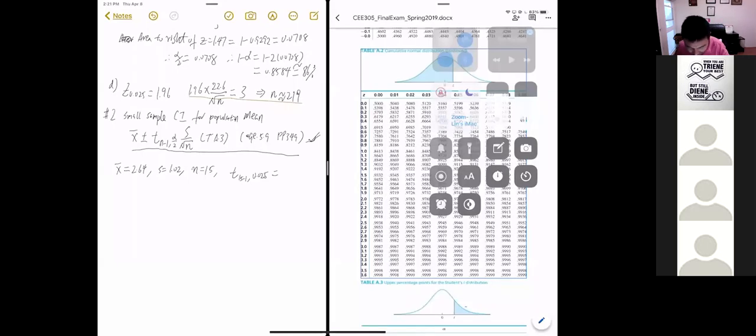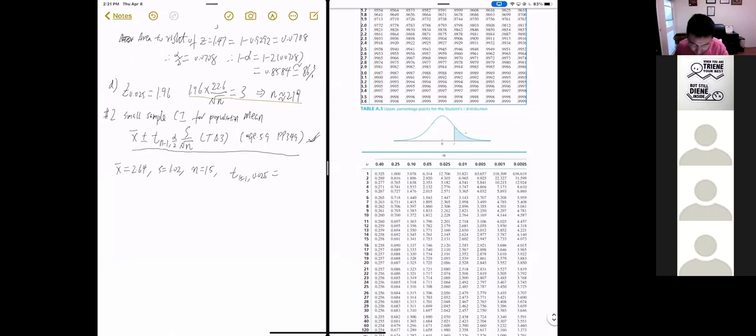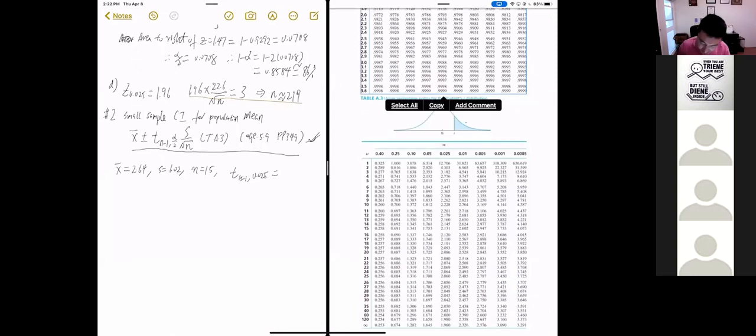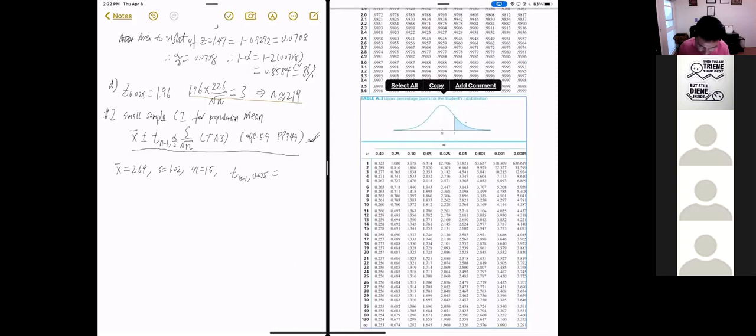Okay, this is table 8.2. Here is the t table, table 8.3. So degree of freedom is 14, right? 15 minus 1. 0.025. So the value is 2.145. Sorry, I cannot highlight here. So for 14 and 0.025, 2.145 is here, from table 8.3.